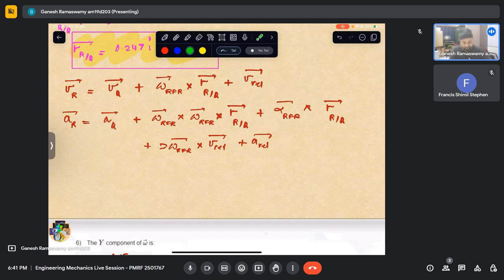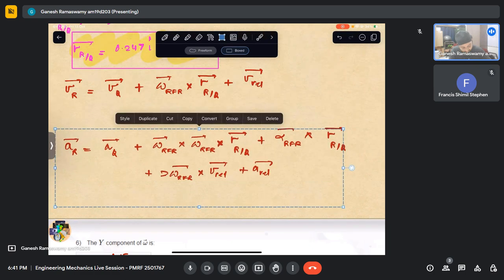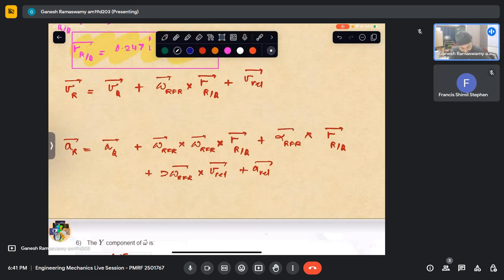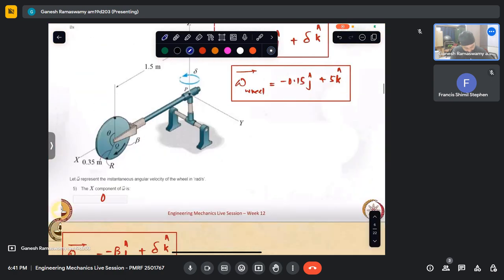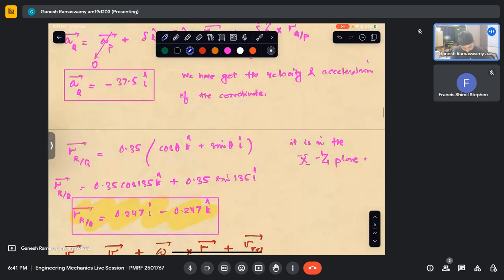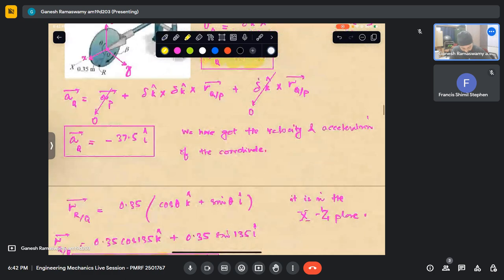So out of these quantities, what is it that we know as of now? We have just started our analysis and we have found out VQ and AQ. So this quantity we know, this we know. How? We have calculated it here. We know what VQ is. We know what AQ is. These two we have calculated.